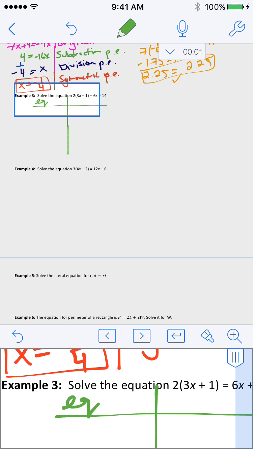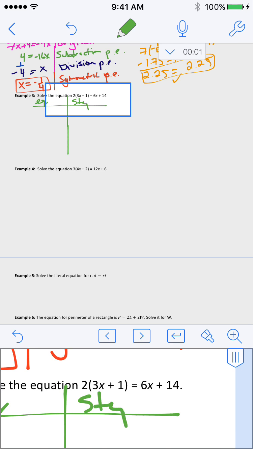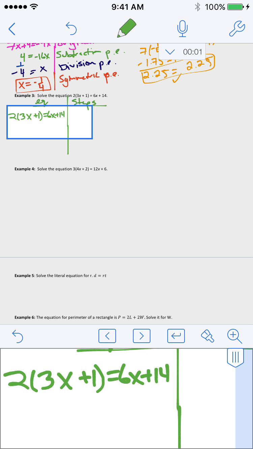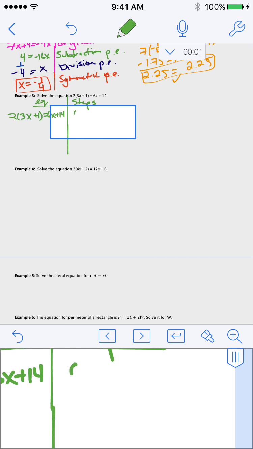Got equation, steps. My original equation this time is 2 times (3x plus 1) is equal to 6x plus 14. And over here we will write original.